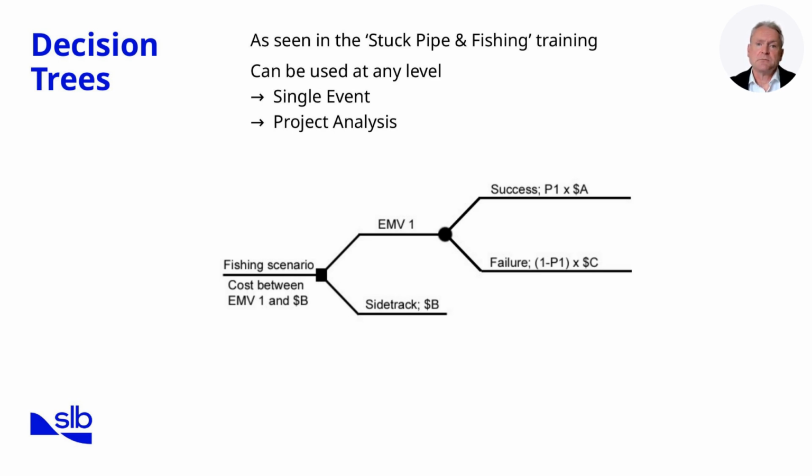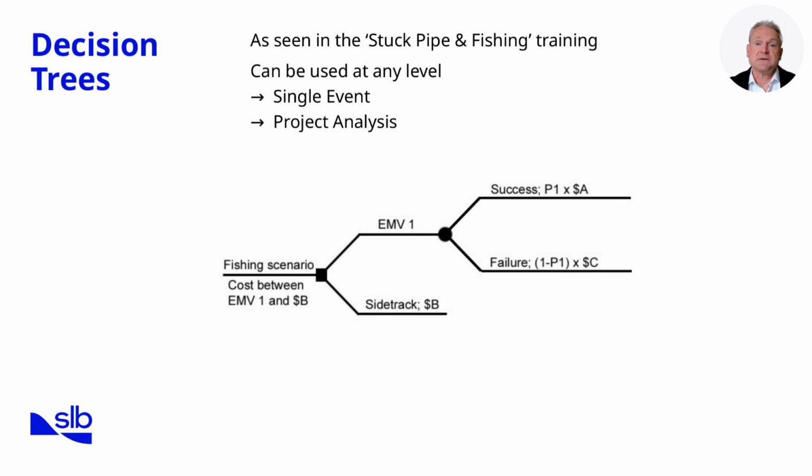That option leads to a probability node labeled EMV1, which stands for expected monetary value. From here, we have two possible outcomes, success or failure. If the fishing operation is successful, which happens with probability P1, the cost is P1 multiplied by A dollars. Here, A dollars represents the cost of retrieving the fish and resuming the well as planned. If the fishing attempt fails, with probability 1 minus P1, the cost becomes 1 minus P1 multiplied by C dollars. In this case, C is the higher cost of a failed fishing operation, which includes wasted rig time and usually the need to sidetrack anyway.